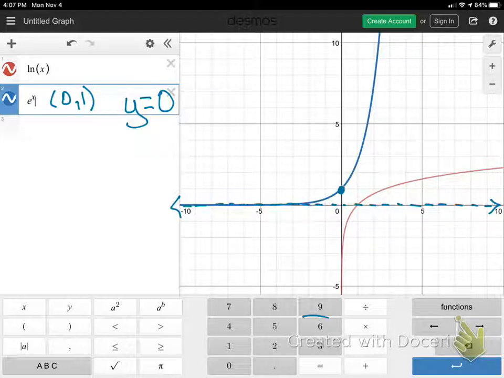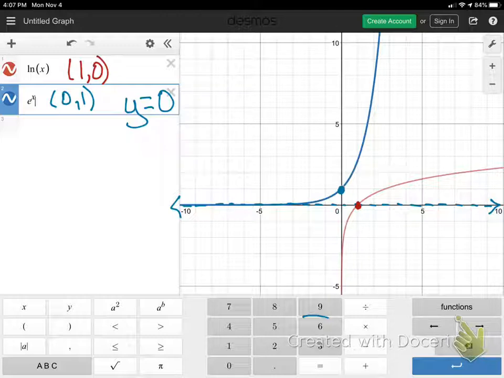It's the x-axis, but it's y equals 0. All horizontal lines are y equals. My point changes. It's the inverse of 0, 1. So what is it? 1, 0. That's going to be the point we look at. Where is that point going? Where is 1, 0 going?